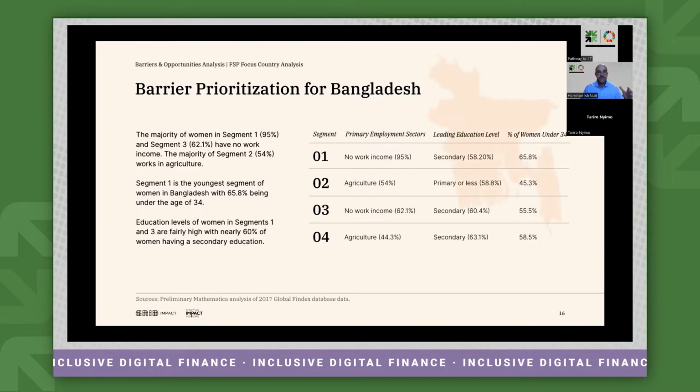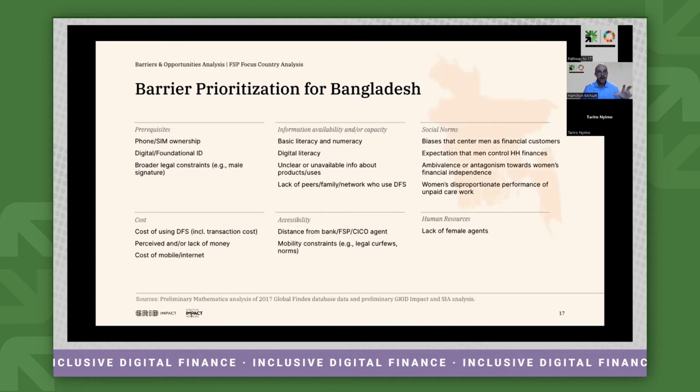This slide looks at the different segments and where they are from an employment perspective, from an education level perspective, and from an age perspective. So you can see that for segment 1 there's no work income, which is fairly high. And secondary education is actually pretty high in terms of education, higher than segment 2, which is interesting. But they're also extremely young in segment 1. These are again the barriers that we found to be most relevant for segment 1.